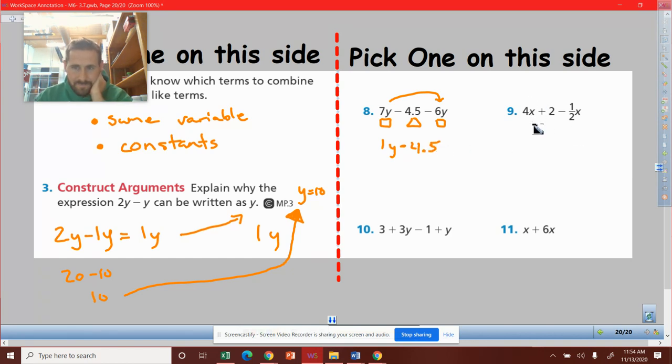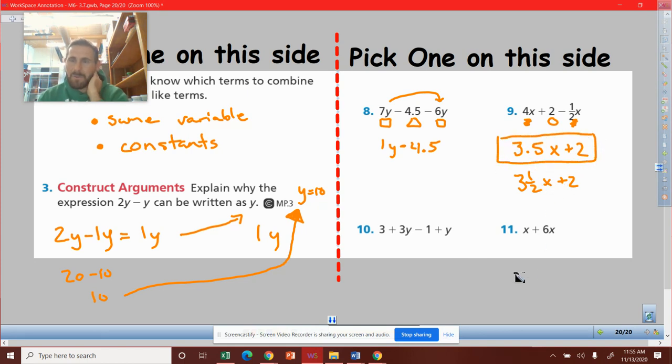Okay, here. Squigglies and then a circle. So these are alike. I have 4x take away a half of an x, so that would be 3.5 left. 3.5x, or you could be writing 3.5x, and then this plus 2 has nobody to hang out with, so just bring them down. Hopefully you realize that I just did two different problems. Like this means the same thing as that one. Just making sure you can see it both ways.